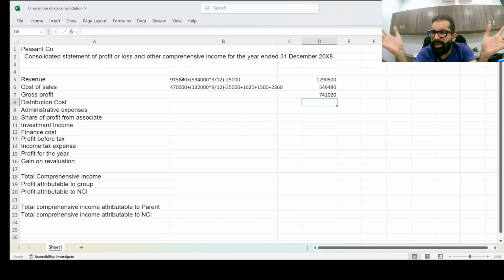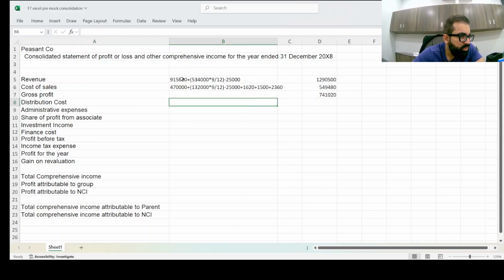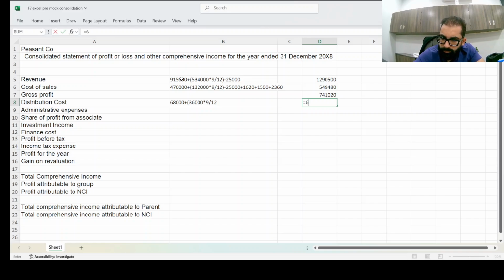Now distribution cost is very simple. Adding together parent company's complete data and S company's data times 9 upon 12. So it will be 68,000 for parent company, plus bracket open 36,000 times 9 divided by 12 bracket close. That gives 95,000.